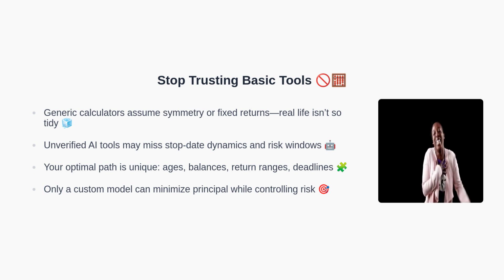Moving forward, be cautious with generic online calculators or unverified AI tools. They often assume symmetry, fixed returns, or constant contributions, which can ignore critical stop date dynamics and risk windows. Your optimal plan is unique because your ages, balances, return assumptions, and deadlines are unique. A customized model is the only way to minimize principal while maintaining appropriate risk controls.